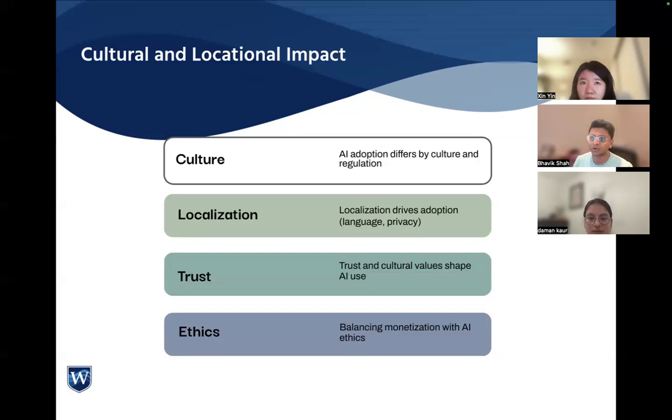Localization plays a crucial role in driving acceptance. AI systems must be adapted to local languages, user behaviors, and privacy expectations to build relevance and trust. Cultural values deeply influence how people interact with AI technologies. For instance, societies that emphasize human connections may be more cautious about automation, while others may embrace AI for its efficiency. Next slide, please.